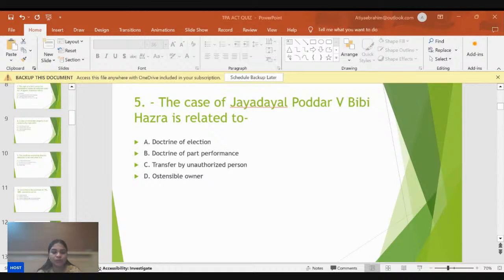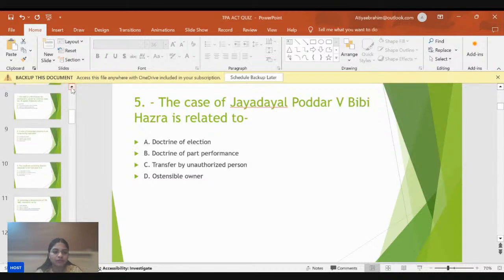The answer to question number 5 is option D, ostensible owner. If you see the case summary or the case judgment, it's related to Benami transactions and ostensible owner. It's such a famous case in the TP Act, Jayadayal Poddar versus Bibi Hajra. I don't know why you people are not able to give this answer. Okay, let's move on to the next question.